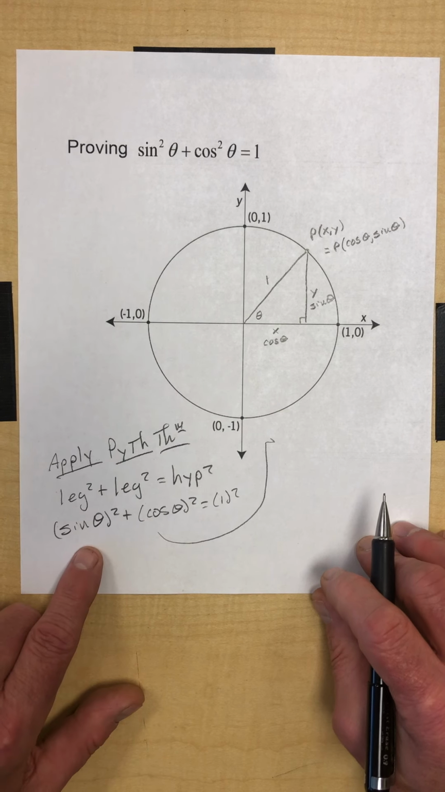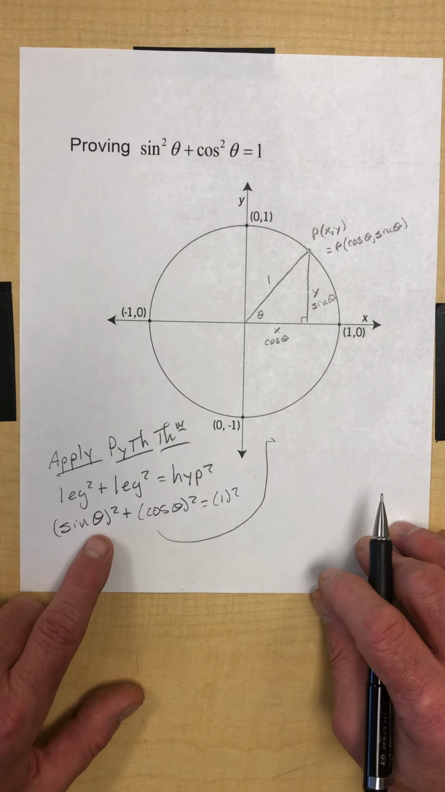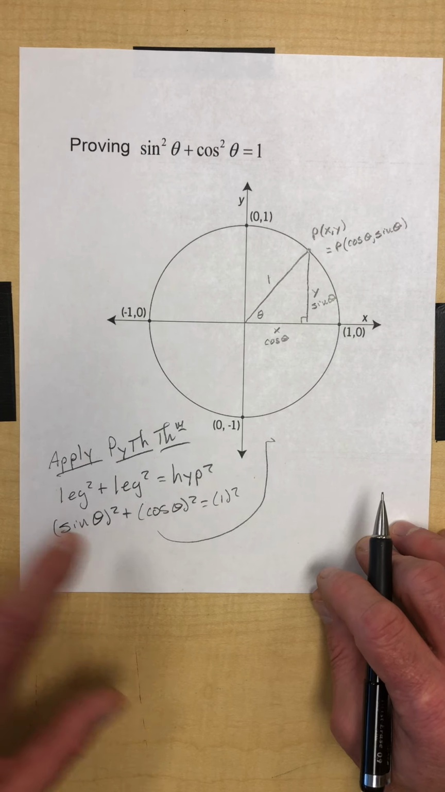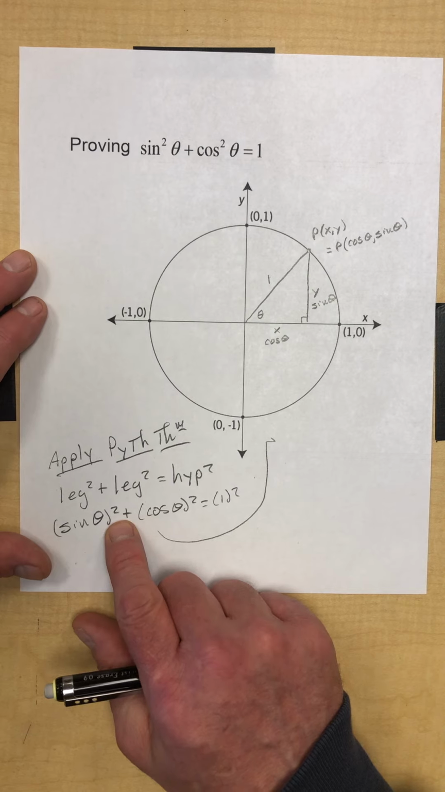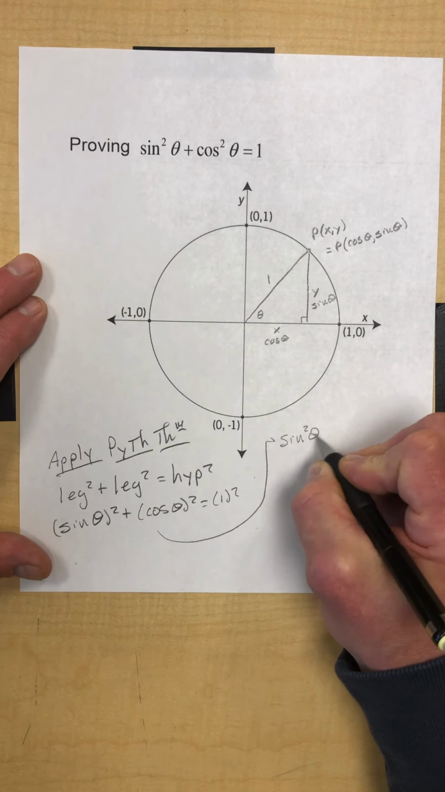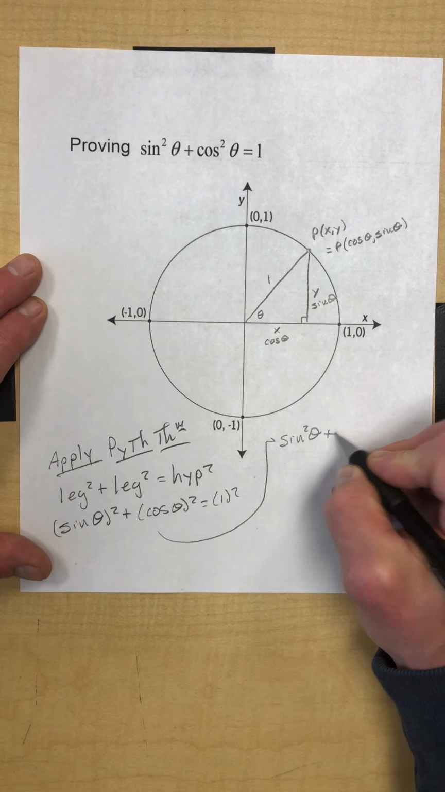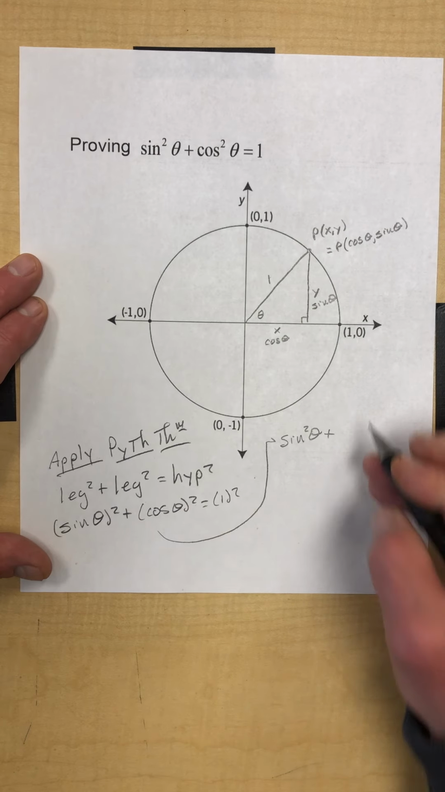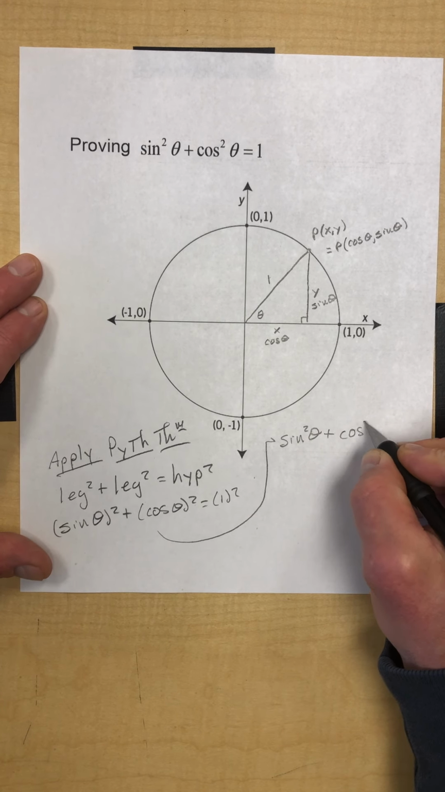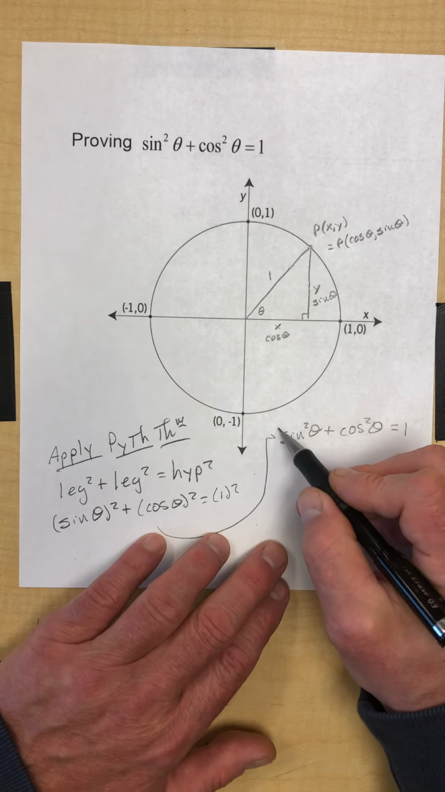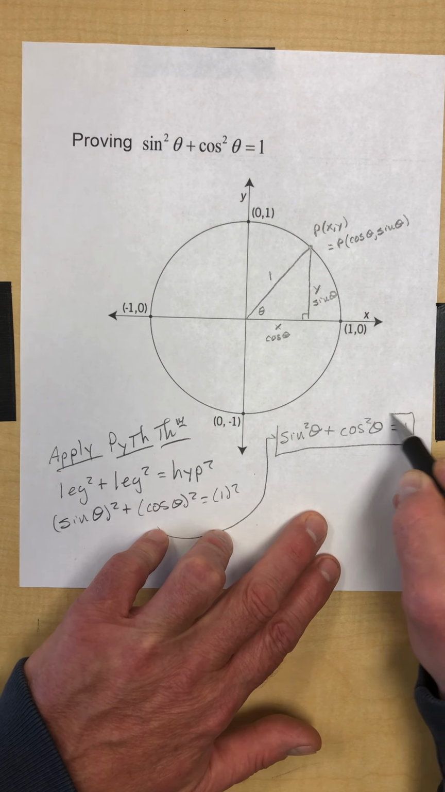In trigonometry and higher math, when we square a trigonometric function, we usually put that squared between the sine and the angle. So rather than saying the second power of sine theta, we write sine squared theta. It means the same thing. Plus, do the same thing here: rather than saying the second power of cosine theta, we write cosine squared theta equals, obviously, 1 squared is 1, and there you have it.